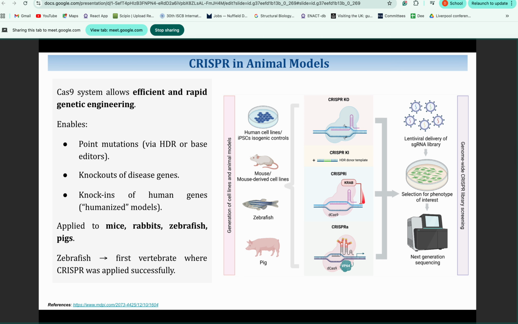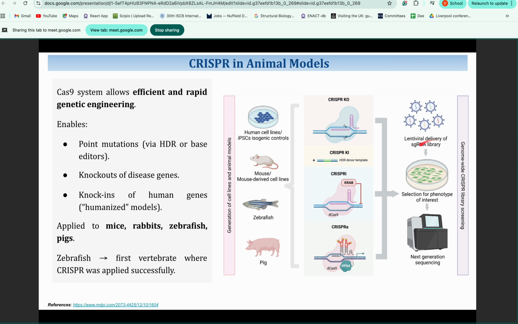We can use CRISPR-I, in which we can inhibit certain genes, because in this case instead of nucleases we have the KRAB domain attached to our guide RNA. So in that way it inhibits certain genes. Then CRISPR activation, in which we have VP64 complex. So instead of nucleases we have VP64 attached, and it will activate the genes.